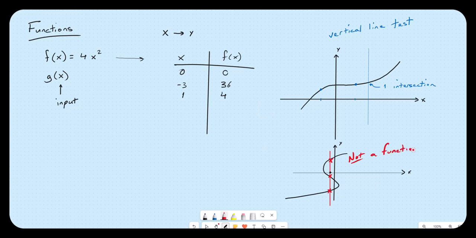That's it. Those are the basics of what is and isn't a function and what we do with them.